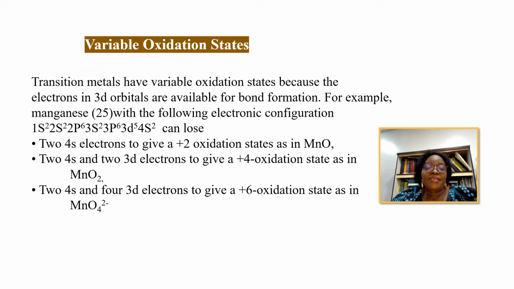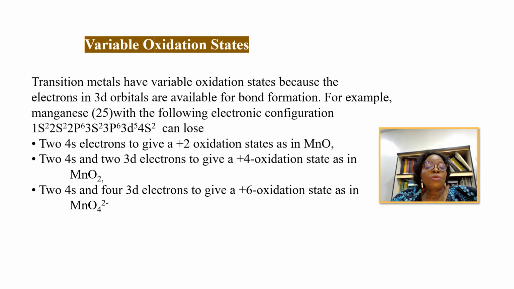Variable oxidation states. Transition metals have variable oxidation states because their 3d electrons are available for bond formation. For example, manganese with electronic configuration 1s2, 2s2, 2p6, 3s2, 3p6, 3d5, 4s2 can lose 2 4s electrons. If it loses its 2 4s electrons, it will give a +2 oxidation state, as in MnO, manganese oxide.